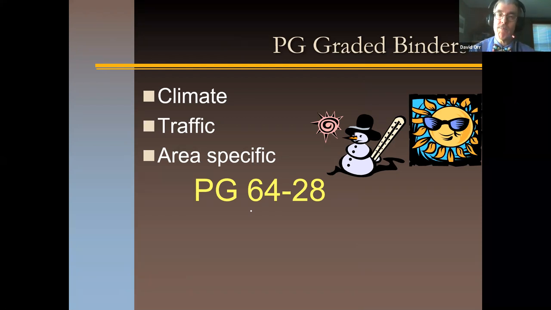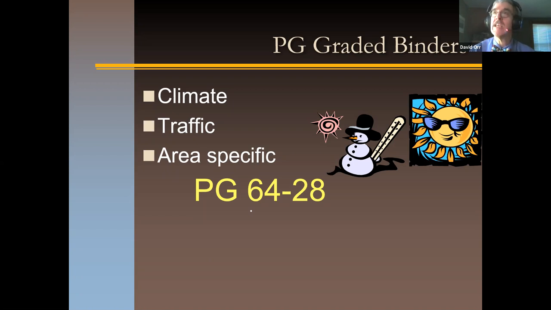Performance grade is based on climate, traffic, and then there are some area-specific variations depending upon traffic and other conditions. So does anybody know what PG 64-28 really means? What do the 64 and the 28 mean in the PG? Well, it's not a movie thing. It's a temperature. Yep. Okay.